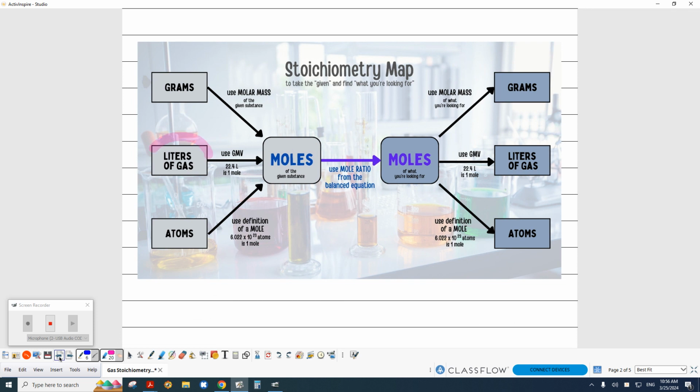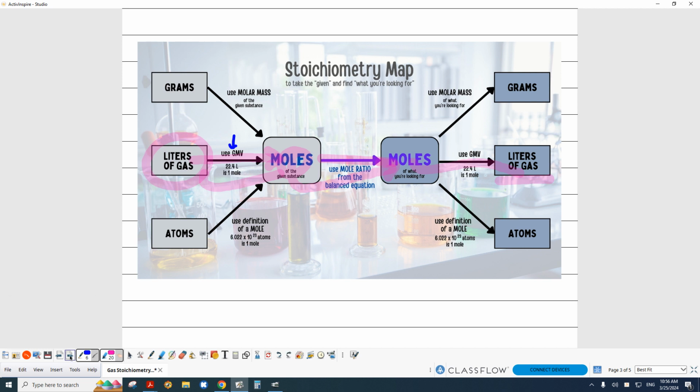So we're given liters of gas. And what we're going to do in the first step is we're going to use GMV to convert liters to moles. So we're going to use this part of the map. And then we're going to take the moles of that and use the mole ratio from the balanced equation to find the moles of what we're looking for. And since we're trying to get to liters of gas, then we can just use the GMV again to convert that number of moles to liters of gas.